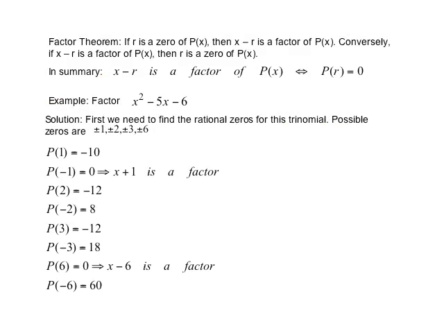Therefore, we can draw two conclusions. That x minus a minus 1, in other words, x plus 1 is a factor, and x minus 6 is a factor. So therefore, x plus 1 times x minus 6 equals x squared minus 5x minus 6.